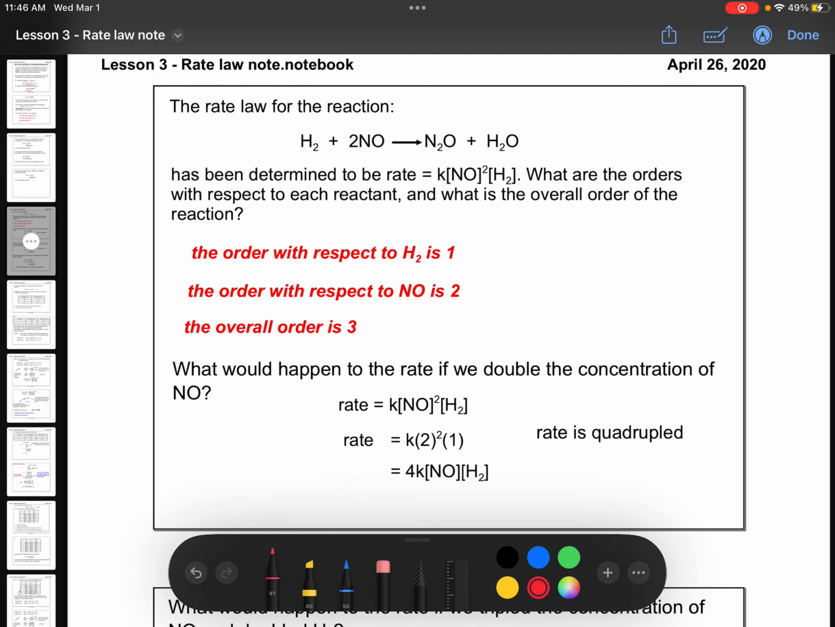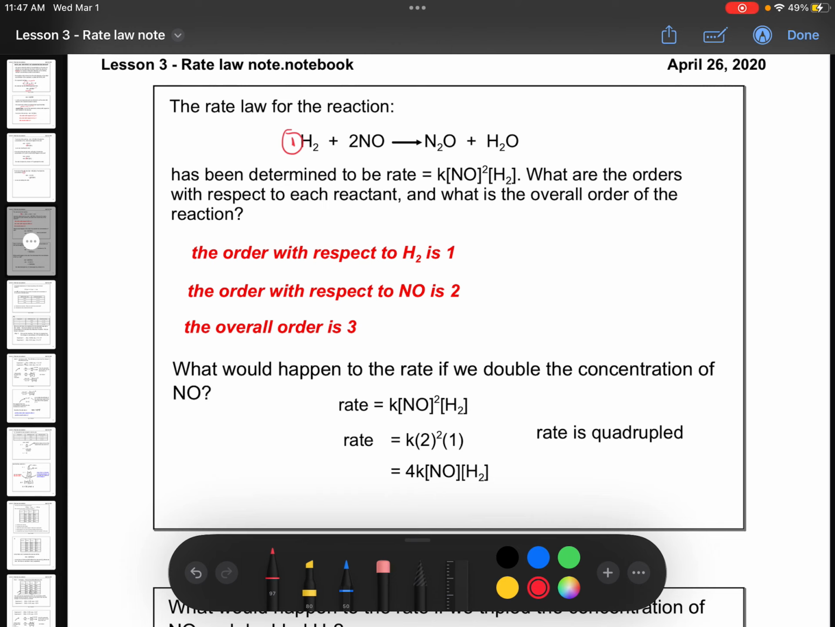So we're going to look at the rate law for the following reaction here, which has been determined to be rate equals k[NO]2[H2]. What are the orders with respect to each reactant, and what is the overall order of the reaction? For H2, it is 1, because there's only one of them. For NO, it's 2. If we add those both up, it is 3. So the overall order of the reaction is 3.